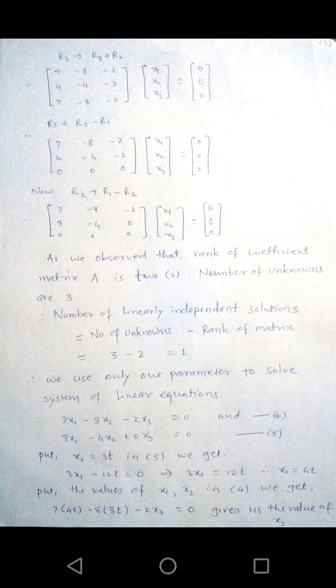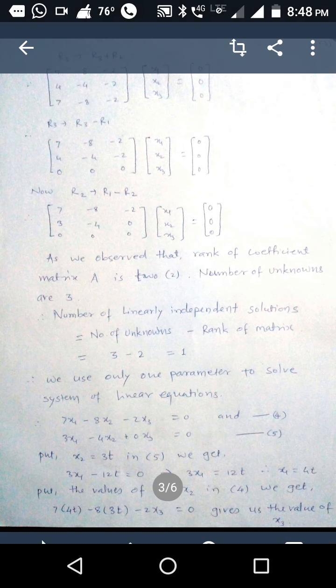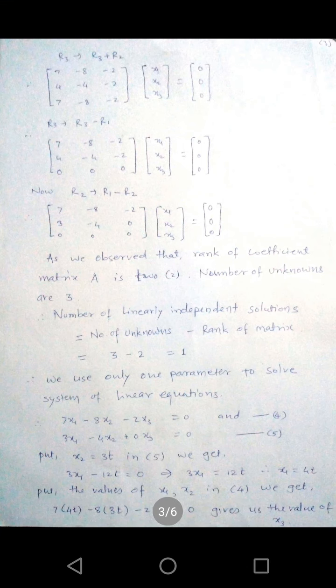Okay, so as we observed, the rank of coefficient matrix A is 2, the number of unknowns is 3, therefore the number of linearly independent solutions is equal to the number of unknowns minus the rank of the matrix. So we have number of unknowns 3 and rank of matrix 2, therefore we have only one linearly independent solution. Therefore we use only one parameter to solve the system of linear equations. So the system reduces to 7x1 minus 8x2 minus 2x3 is equal to 0 and 3x1 minus 4x2 plus 0x3 is equal to 0.